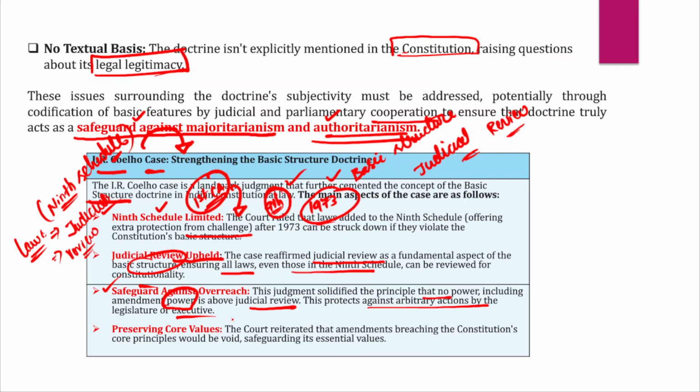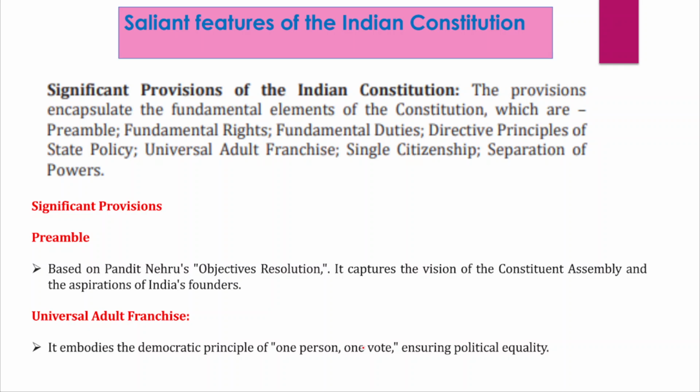And in fact, it has also given judgment for preserving the core values of the Indian Constitution, right? So it has held that amendments which breach the Constitution's core principles or core values would be considered unconstitutional, ultra vires, and void, safeguarding the essential features of the Indian Constitution, right? So this is what the I.R. Coelho case had talked about.